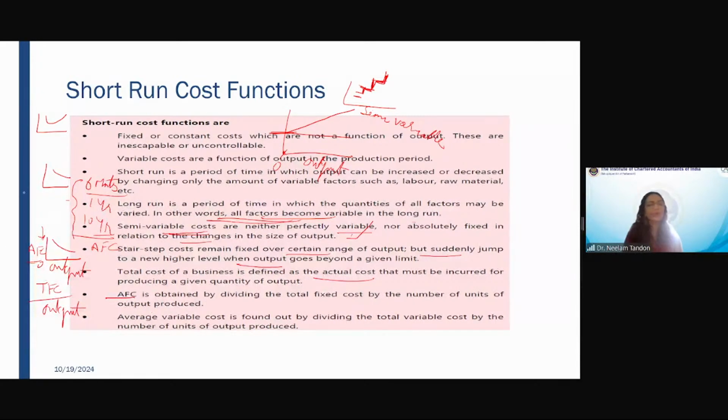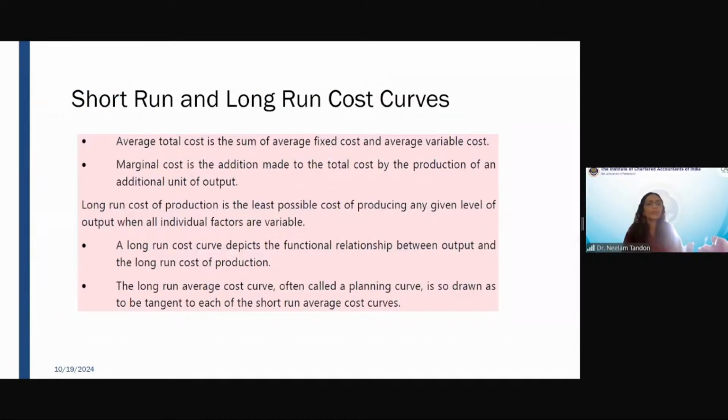And average variable cost, how do you get average variable cost? Total variable cost by output. Or you can also get average variable cost by, if ATC is given, minus AFC, will also give average variable cost. Okay, you can also find out this. Then short term and the long term cost curves. Average total cost is average fixed cost plus average variable cost.